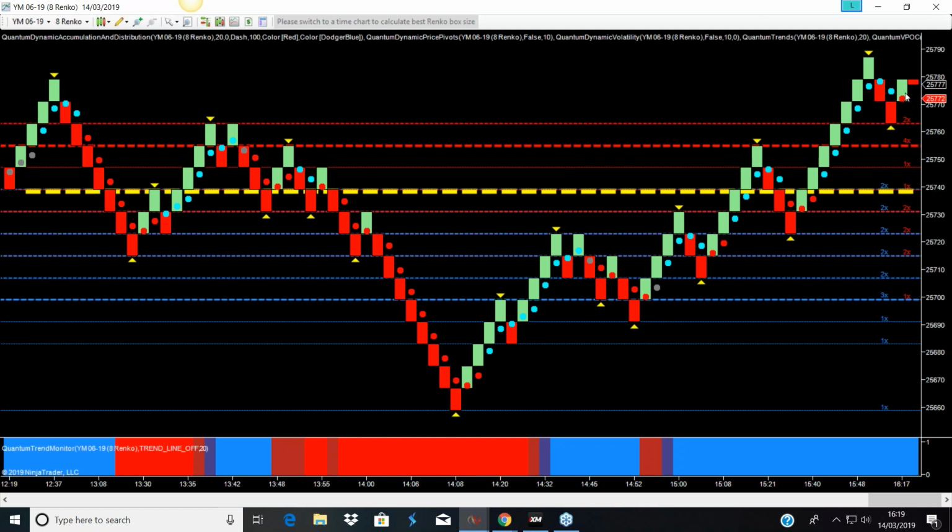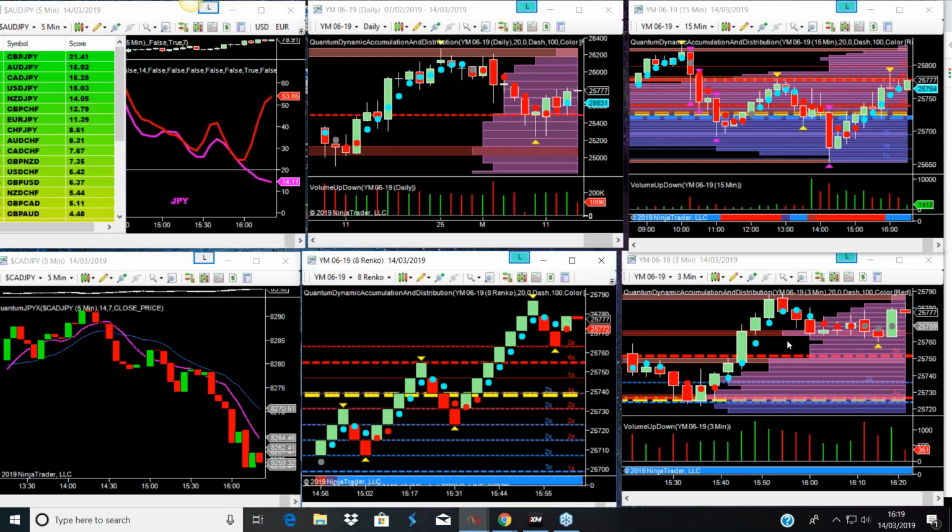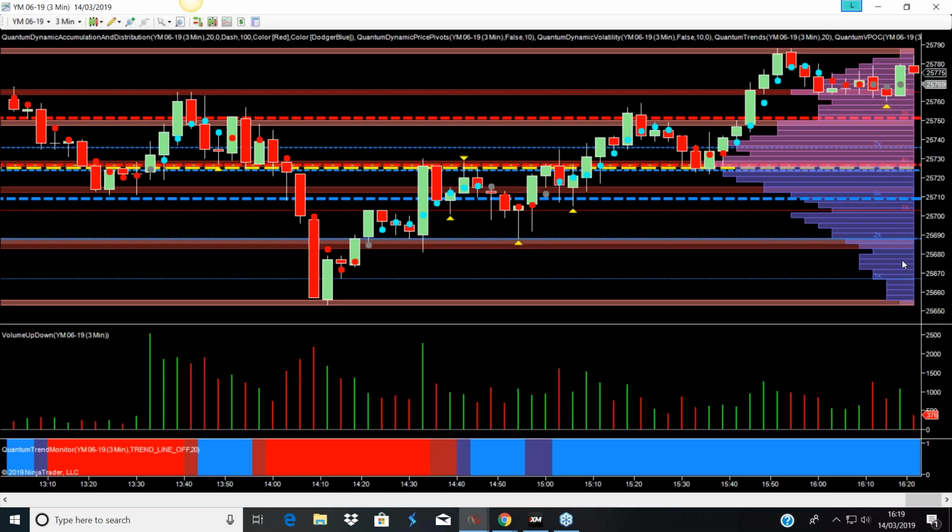So we're kind of in a small congestion, but with, you know, still an upward bias, because we've got the trend monitor is still blue. As I said, it's not that the price isn't going to go higher. It's just the tone of the day, and it's going to move, but it's going to be a struggle.